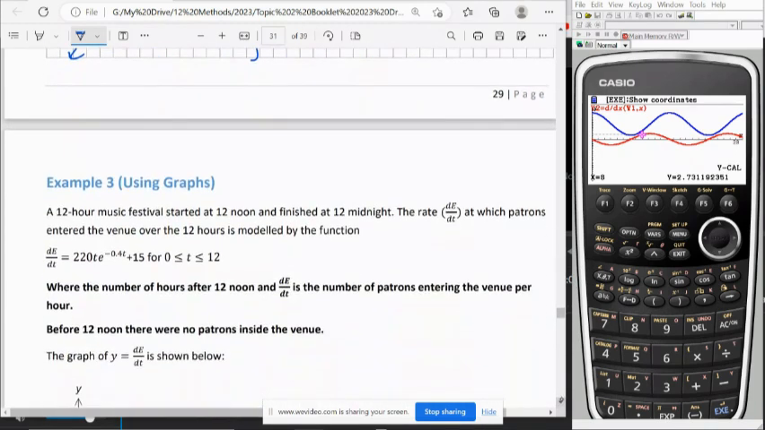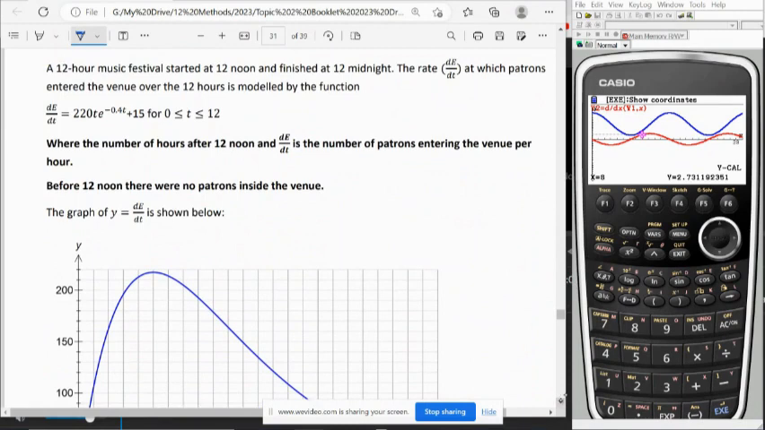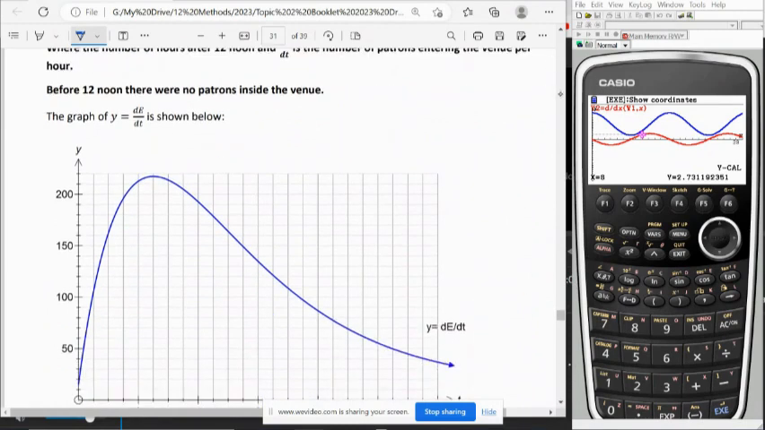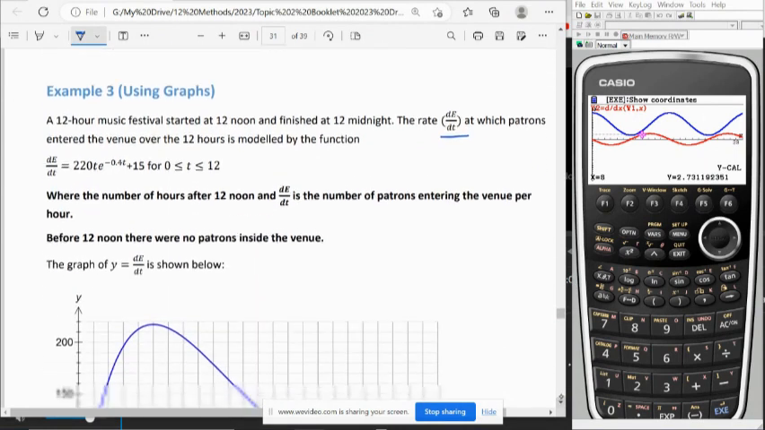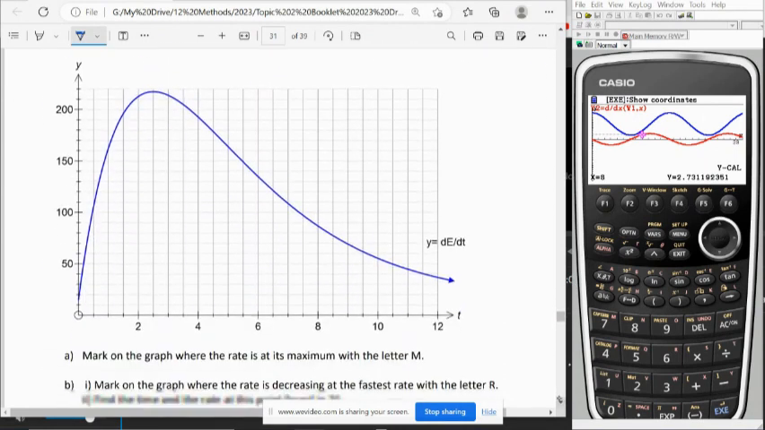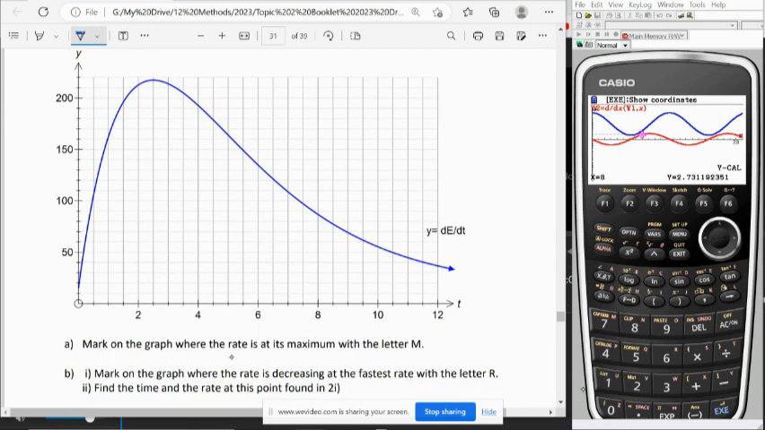Okay, I'll let you have a look at this one. It's a little more difficult, so I might just talk about it. The problem with this question is they're giving you the rate already. So you just need to realize you are looking at the rate graph. And it just says here, mark on the graph where the rate is at a maximum. So really, you just have to think about that graph as the original. So where's the max? So it's here, and we'll just write it as M.